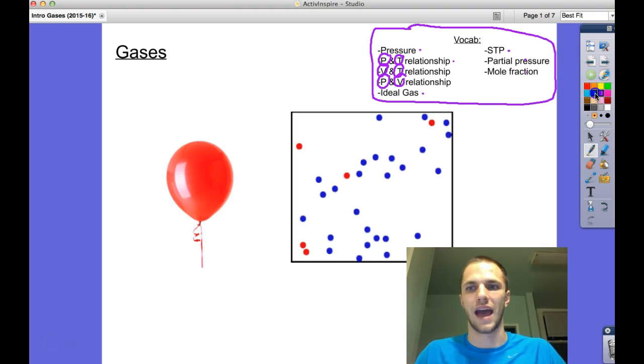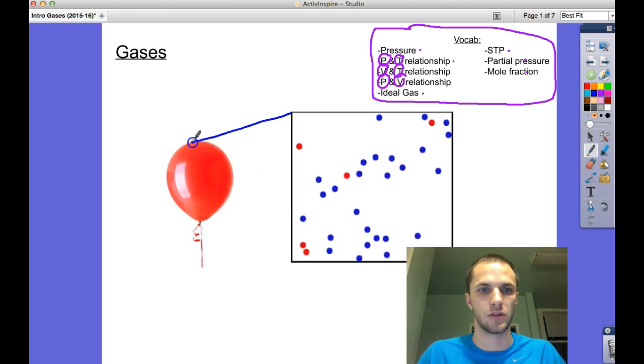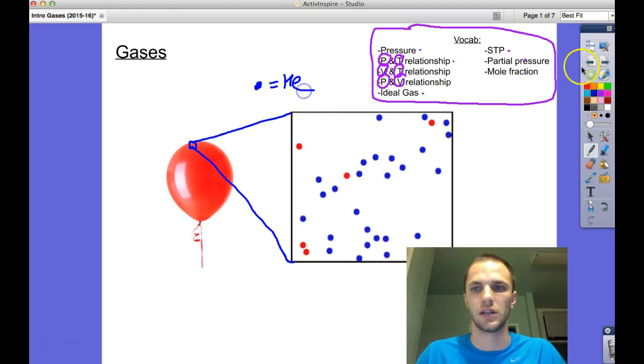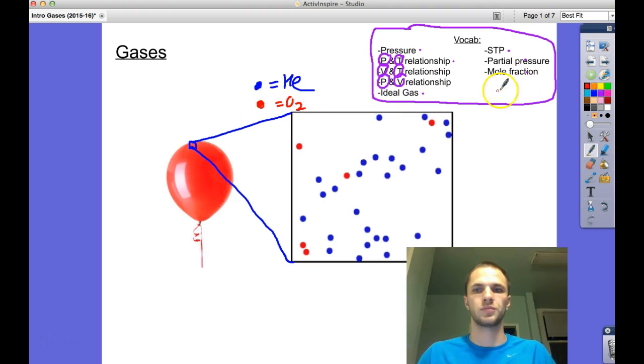First thing, gases. We know that gases are all around us, and even though we can't see them necessarily with the naked eye, their atoms are there, and we can measure their behavior. So for example, if we zoomed in on this balloon here, and we zoomed in on this little part of it where there are some molecules inside, we would see gas molecules floating around. And we can just pretend that these blue ones, let's just make it up, are helium, and these red ones are just oxygen, for example.